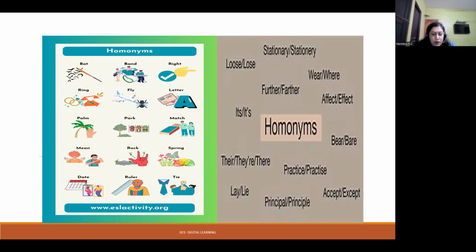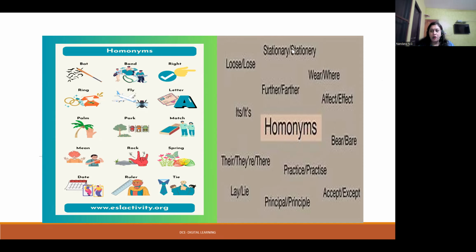Ruler, an apparatus used to measure something, and the other is a king. Tie, something that is worn over the shirt, or a tie when people come together and are tied by something. Now observe the second image. These are the commonly mistaken homonyms.